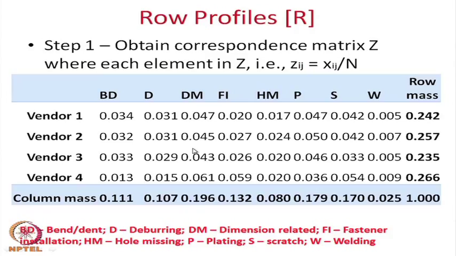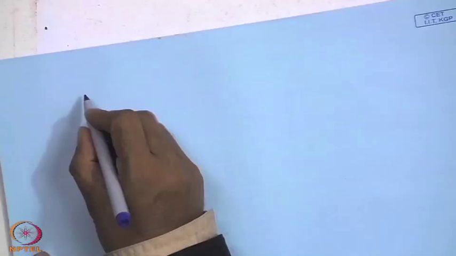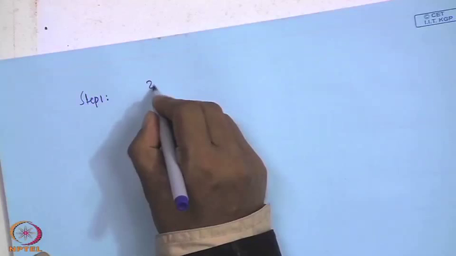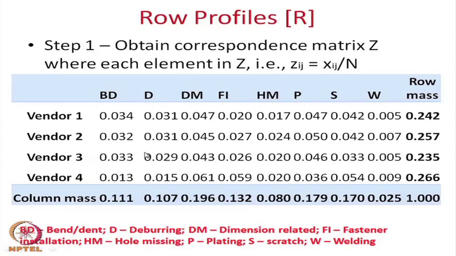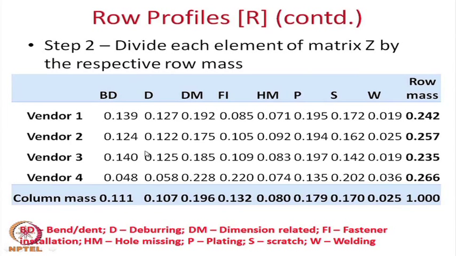Then, if I write here, what is our step 1? Step 1 is to find out Z_ij, which is X_ij by N. Okay. Now, go to step 2: divide each element of matrix Z by the respective row mass.